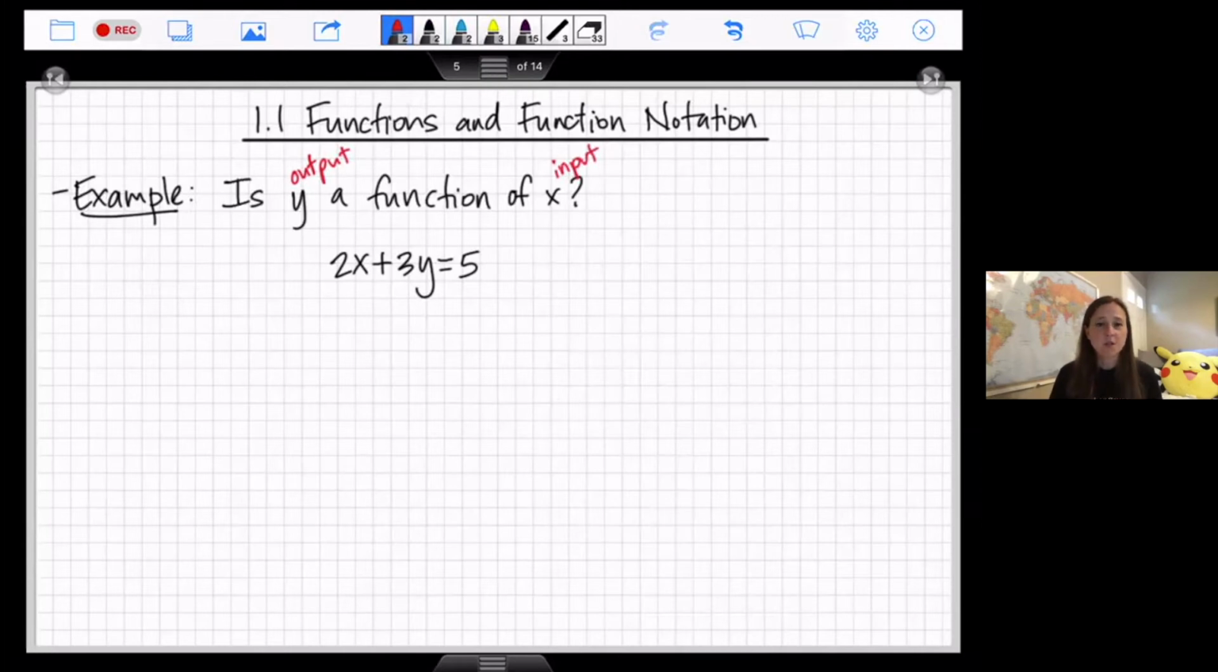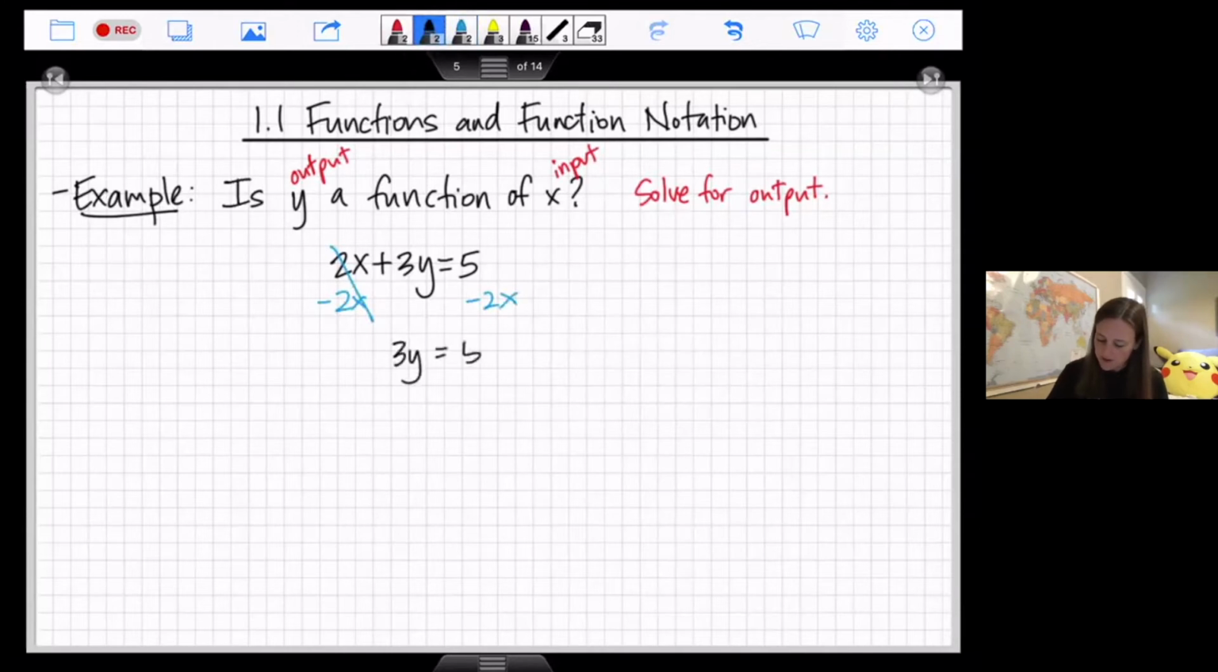To answer that question, you want to solve the equation for the output variable. So I'm going to solve this equation for y. I'm going to start by subtracting 2x from both sides. That gives me 3y on the left and 5 minus 2x, or negative 2x plus 5, however you want to write it. And then to solve for y, I divide by 3.